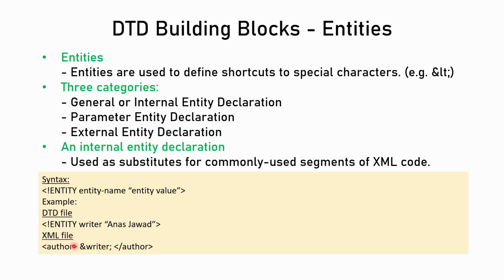So in our XML file, we have this author element, and since we want this author element to have the value Anas Jawad, we simply replaced Anas Jawad with &writer; Okay. So when we do something like this, what will happen is our browser or any other parsing software that will read this XML file will come across this entity, and it will immediately know to replace this entity with the text Anas Jawad. Okay, so when we are creating this XML file, we don't have to write Anas Jawad every time we have an author element. We can simply write &writer; and we will be done.